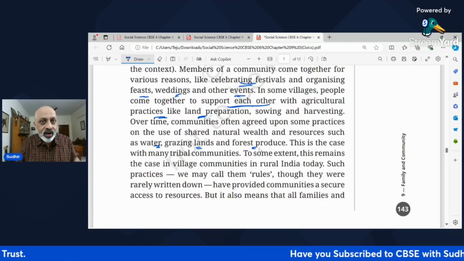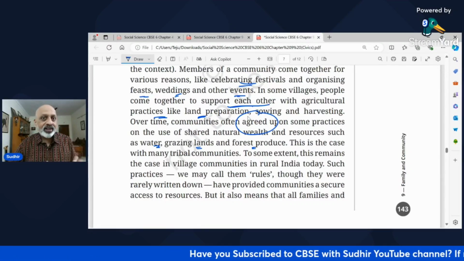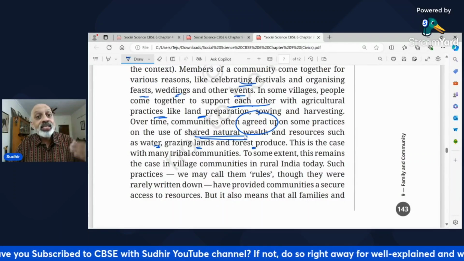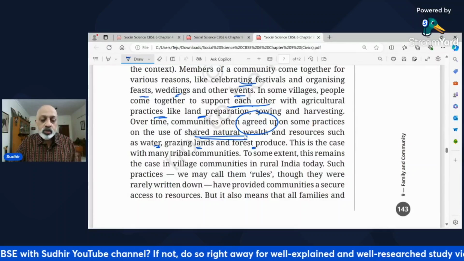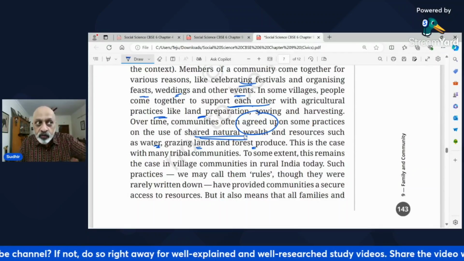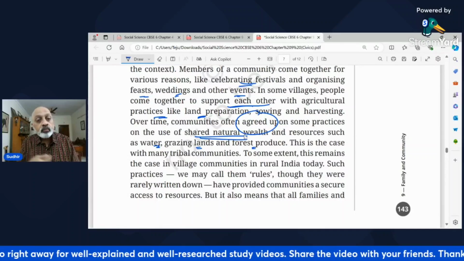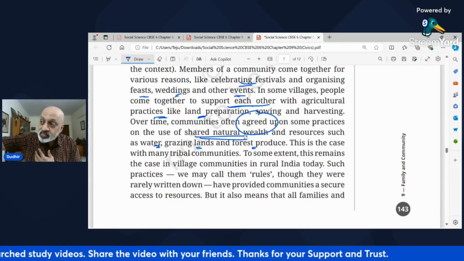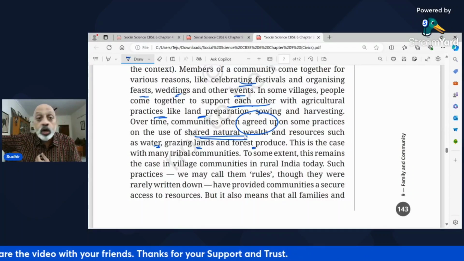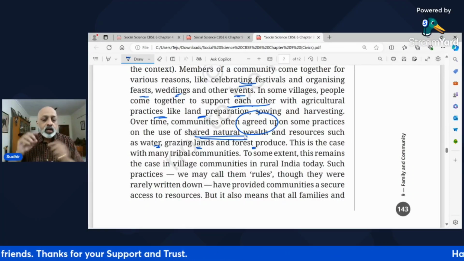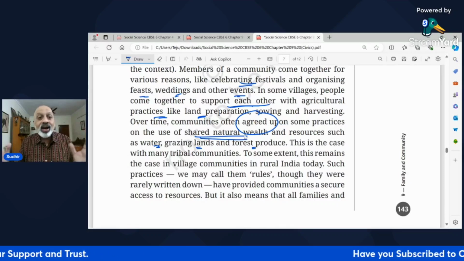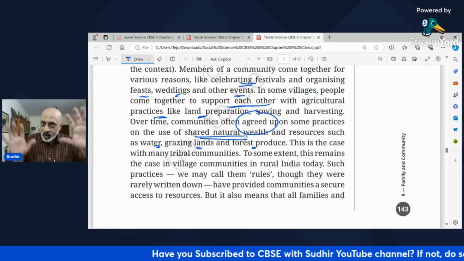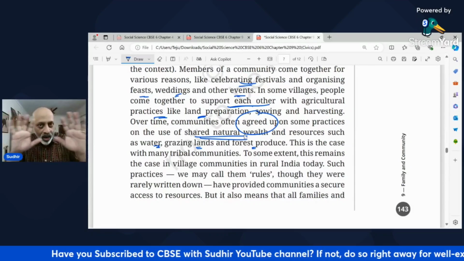So what they do is that they have agreed upon practices of shared natural wealth. Natural forest produce is a natural wealth, right? It's a resource. So similarly, water, okay, we will use this particular pond for drinking water purposes. But this other pond we will use in order to irrigate the fields out here. So people sit together, they arrive at a decision together, the entire community. So this is how I've explained community in great detail so that you understand it very well.